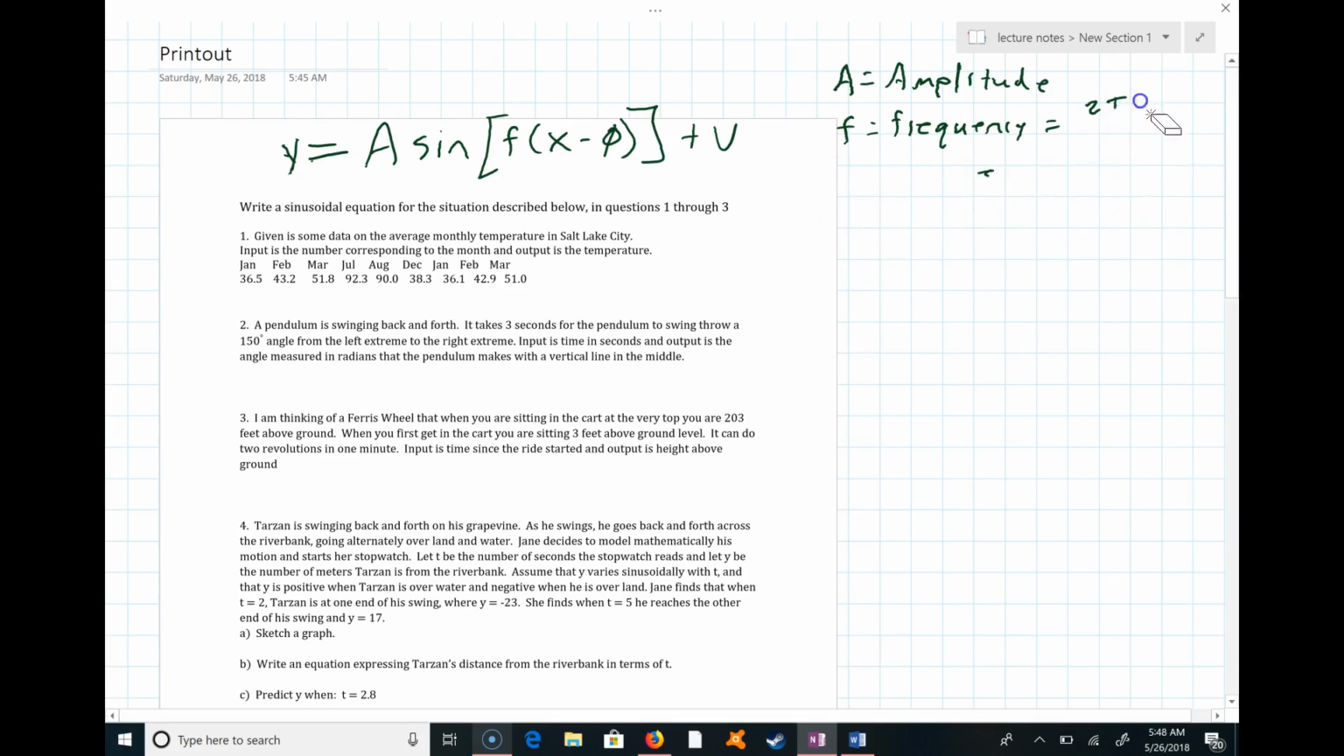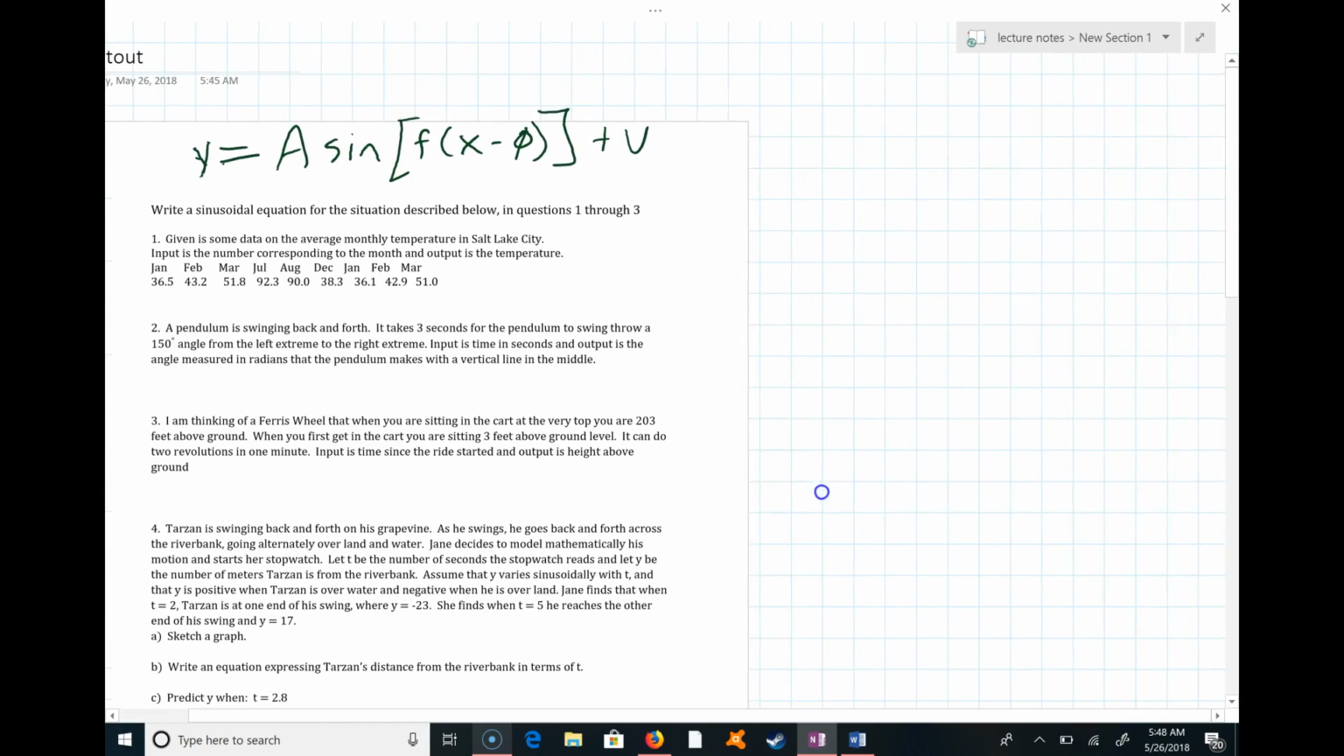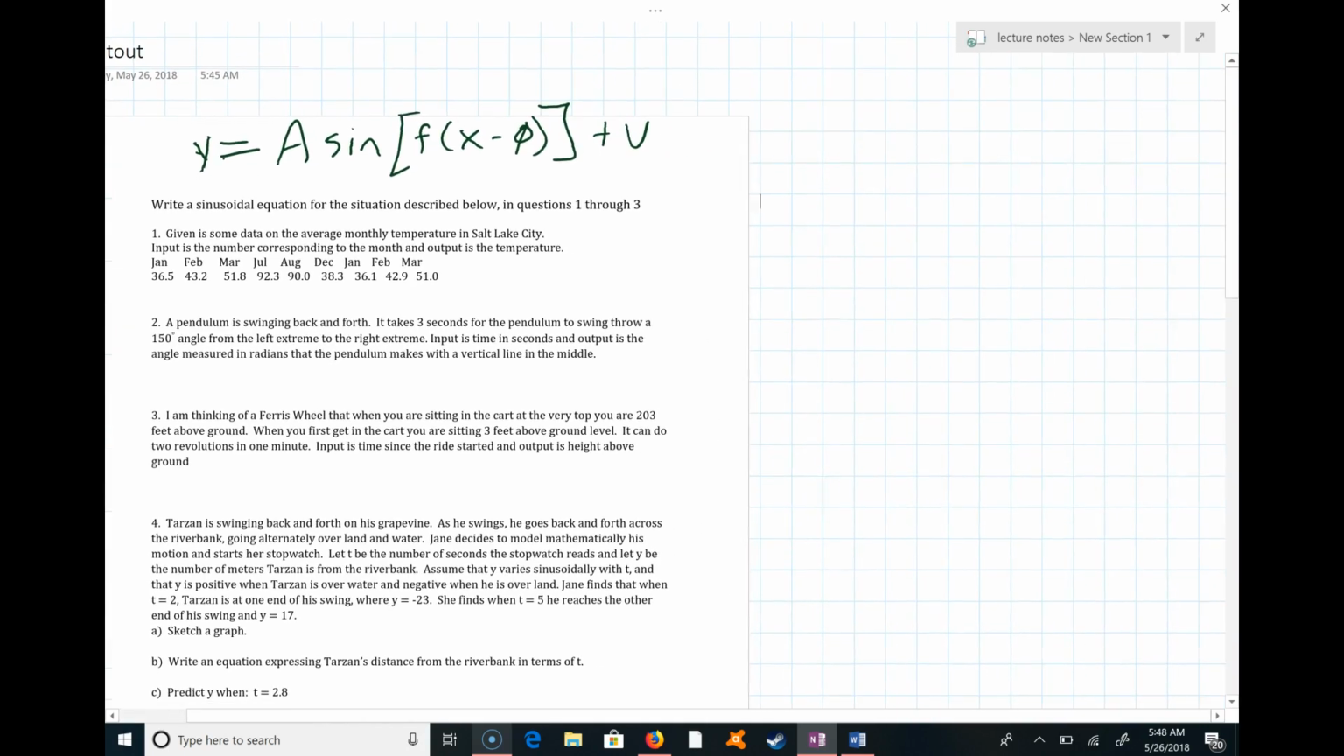I'm going to get this out of the way so I can write right next to this. So this is given, number one. It says given is some data on the average monthly temperatures in Salt Lake City. Input is the number corresponding to the month, and output is the temperature.